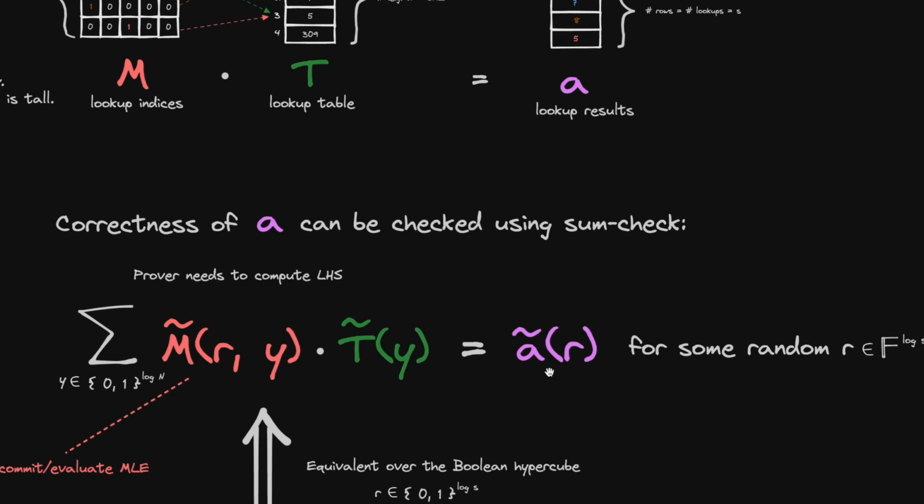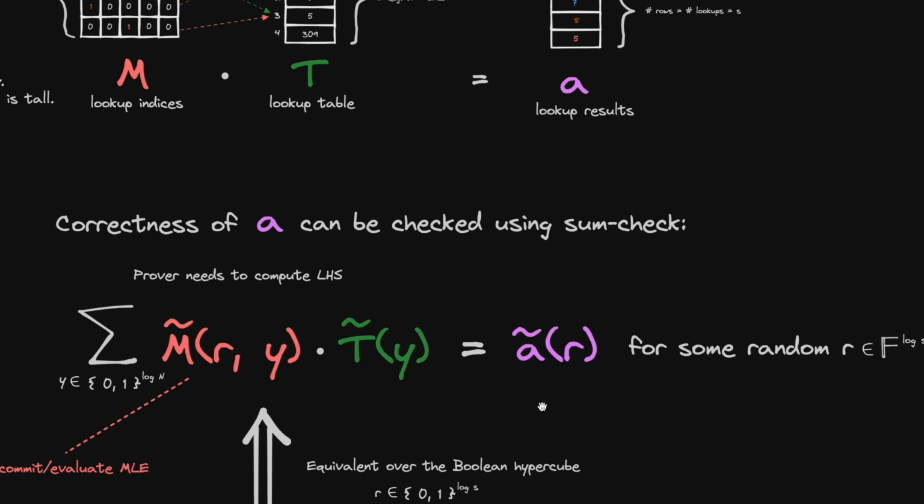We have the multilinear extensions of M, T, and A, and we're going to be summing over all the entries of the table. So if r is in the Boolean hypercube of dimension log s, then the left-hand side and the right-hand side should be equal to one another. Conceptually, if r is all zeros and ones, it would correspond to a particular lookup or a particular row of M. So for one particular term in the summation, M twiddle would be equal to either 0 or 1 depending on if that particular lookup is looking at the corresponding entry of the table T. If it is, then this M twiddle would be 1, and that gets multiplied by the appropriate table entry.